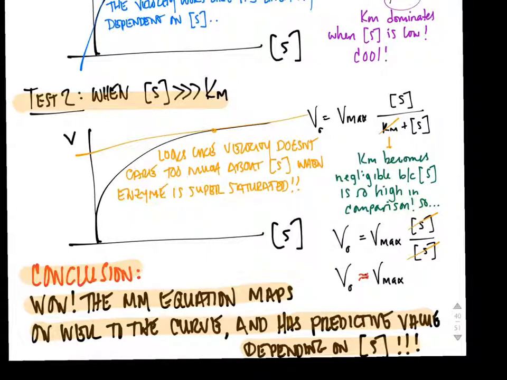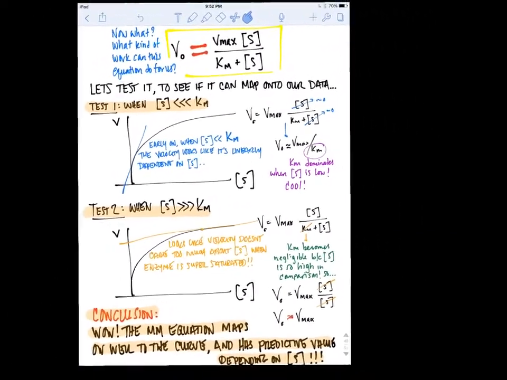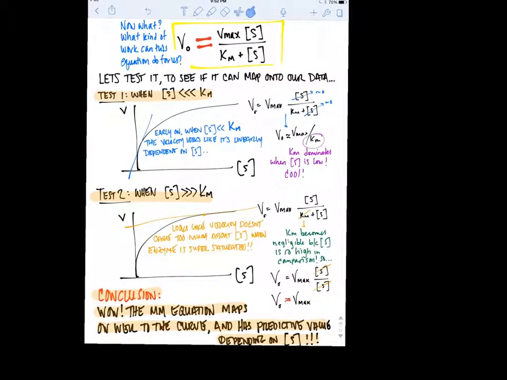So the 1 doesn't really matter the more S gets larger. And that is accurate here where you have a lot of S, a lot of substrate, right? So in other words, our equation is adapting to our graph. It's adapting to the data that we have. So therefore, the Michaelis-Menten equation has predictive value at both ends of the spectrum, all right?